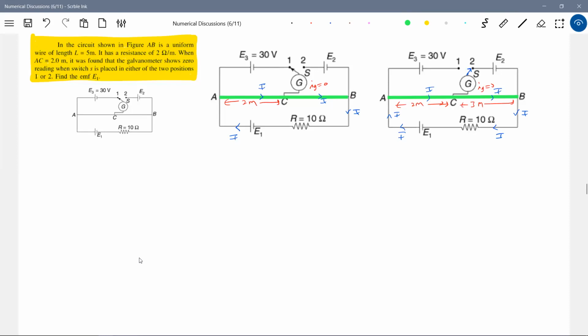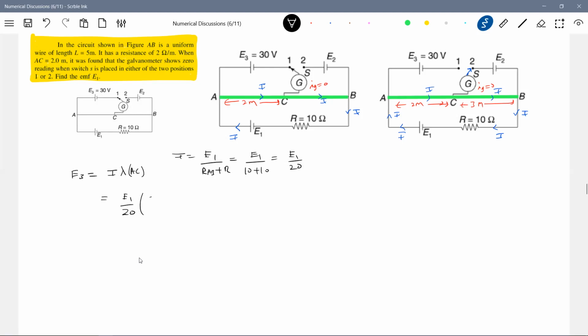Let's see what all we can do with this one. So E3 should be equal to I into lambda into 2 meter, AC. What is I? I should be equal to E1 by RAB plus R. E1 is unknown. RAB has a resistance of 2 ohm per meter, so RAB should be 10. This will be 10, so E1 by 20.